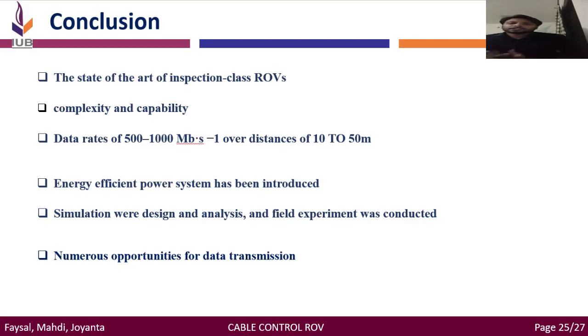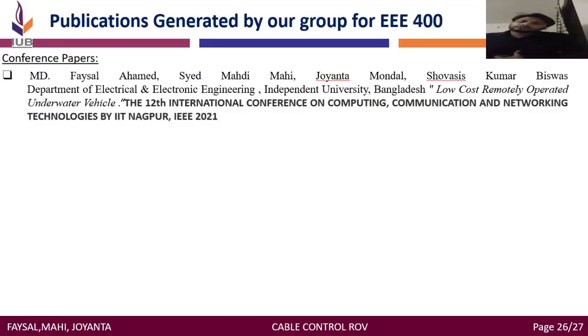Conclusion: the state-of-the-art inspection class ROV has been done. Complexity and capability were also followed. Data rates were 500 to 100,000 megawatts. Energy was efficient, and the power system was introduced. Simulation was designed and analyzed. There are numerous opportunities for data transmission. And the last one is that we have also successfully published a conference paper at the 12th ICC Computing and Network Technologies conference, organized by IIT Nagpur, and the sponsor was IEEE.